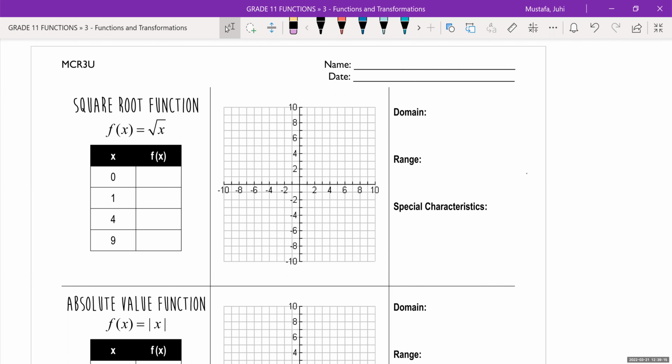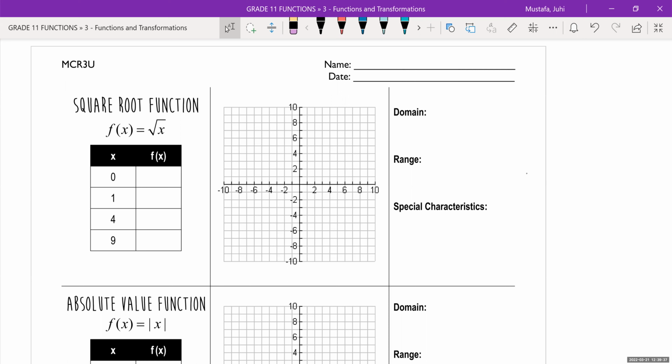So let's start with the square root function, which is the square root sign with an x underneath. Now, we don't have calculators, right? So if we're making a table of values for the square root function, what kind of numbers do you think we should put for our x values? Yep, Sarah? Yeah, we probably want to include perfect squares so that when we take the square root of them, we get a nice whole number.